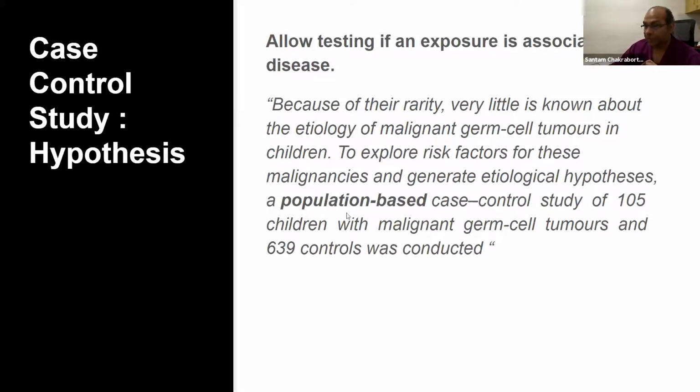The keyword population-based is important because it tells you where the controls are going to come from. Of 105 children who have been diagnosed with malignant germ cell tumors and 639 controls who should not be having germ cell tumors.